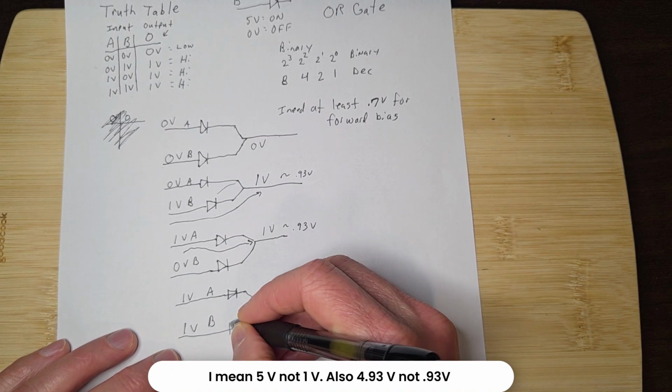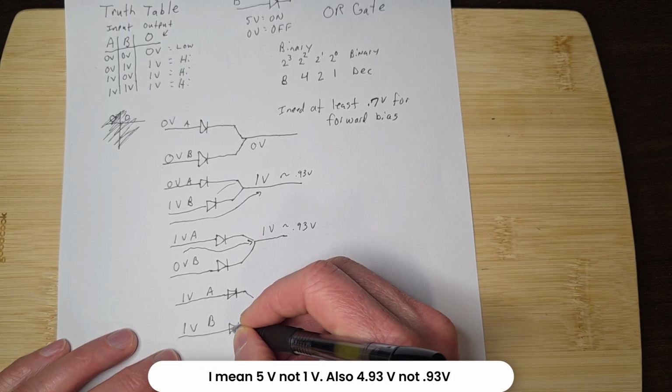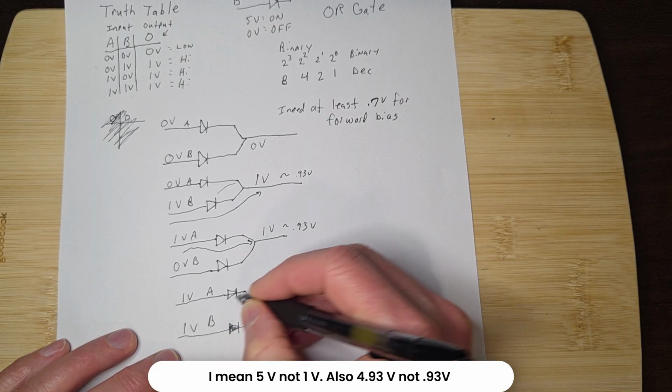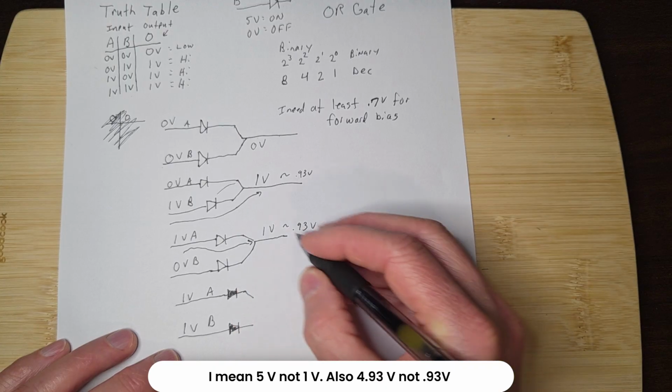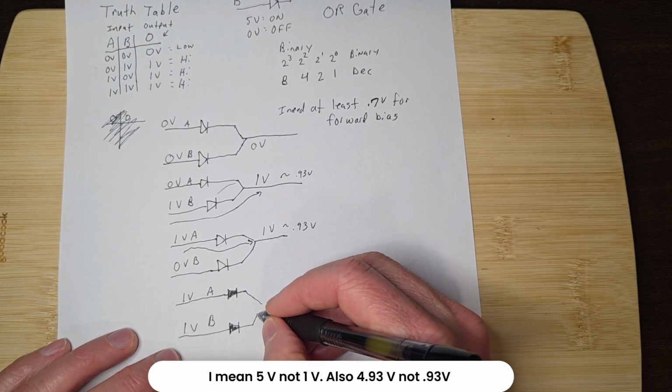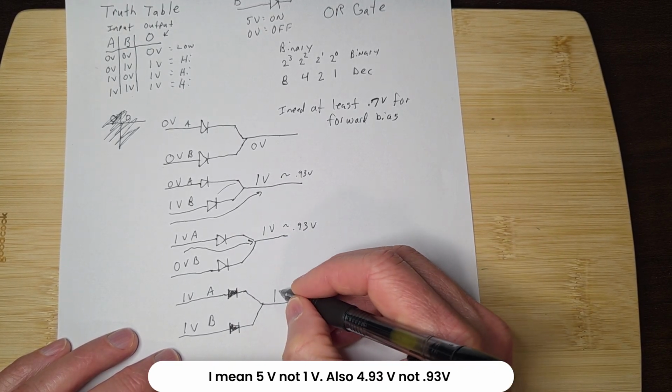Here's my diode. Sorry about that. Actually, I can just color that in. That's how a diode looks anyway. Okay, so there's your diode. And then we have 1 volt.